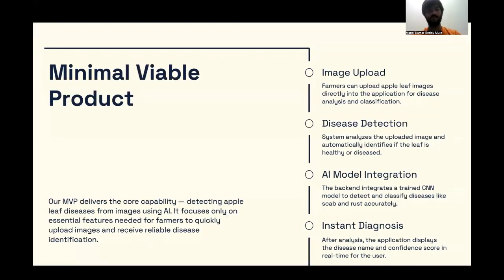And we are coming to the minimum viable product. This is how it works: detecting the apple diseased leaf. After taking the picture, we can upload it to the web portal or any application. After that, the system analyzes the uploaded image and automatically identifies the disease.